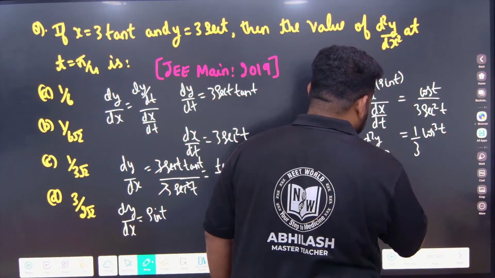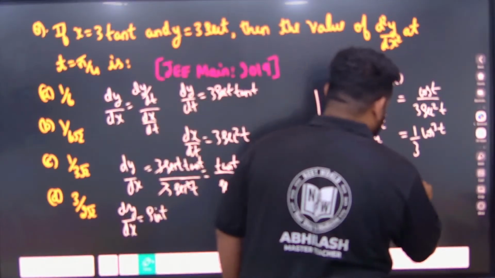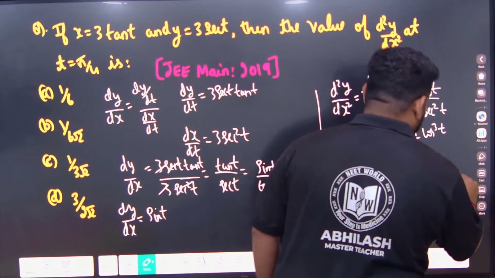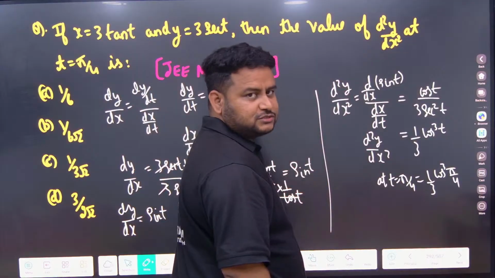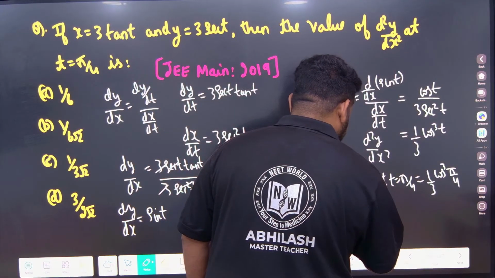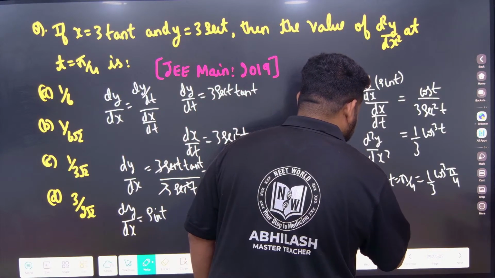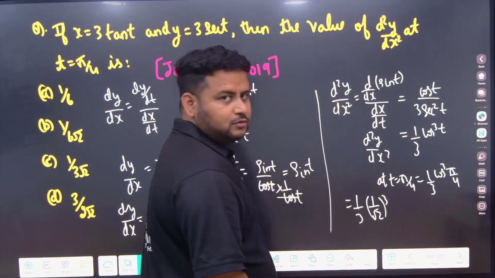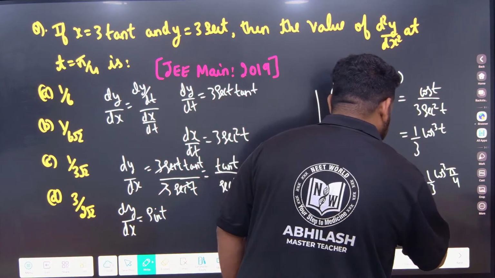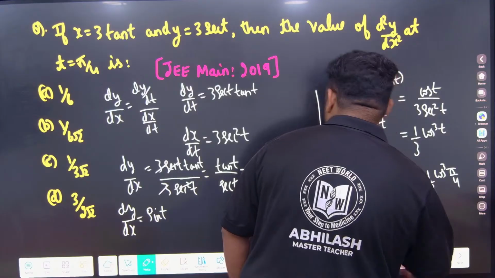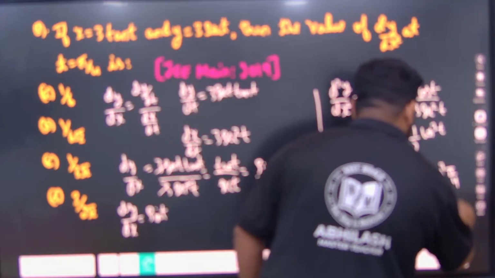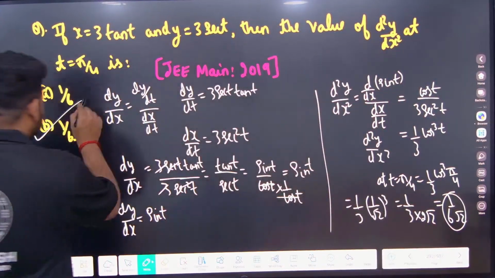If I put t is equal to pi by 4, I get 1 by 3 cos cube pi by 4. Cos pi by 4 is 1 by root 2, so 1 by 3 into 1 by root 2 whole cube. Root 2 into root 2 is 2, so this will become 1 by 3 into 2 into root 2, which is 1 by 6 root 2. This is nothing but the second option, option B.